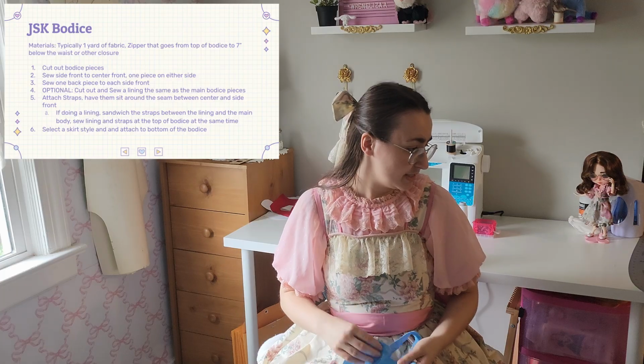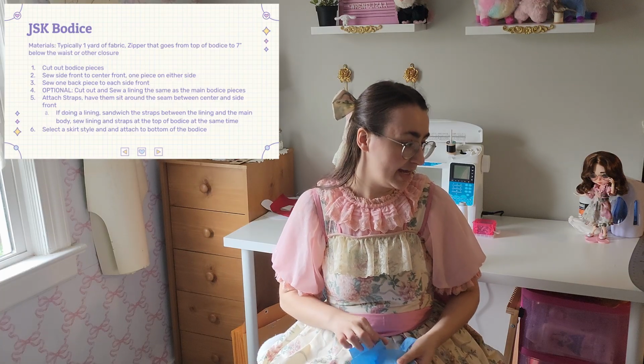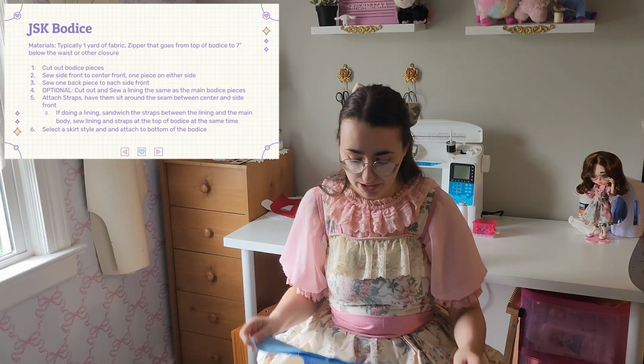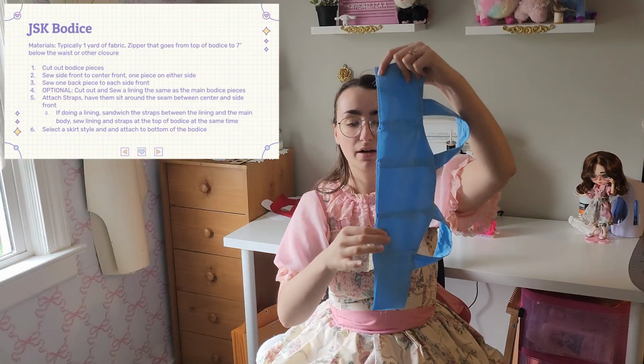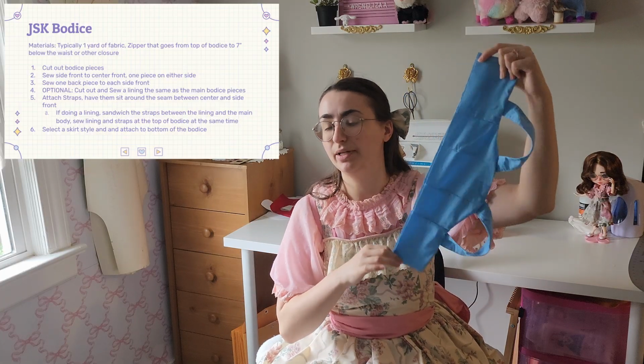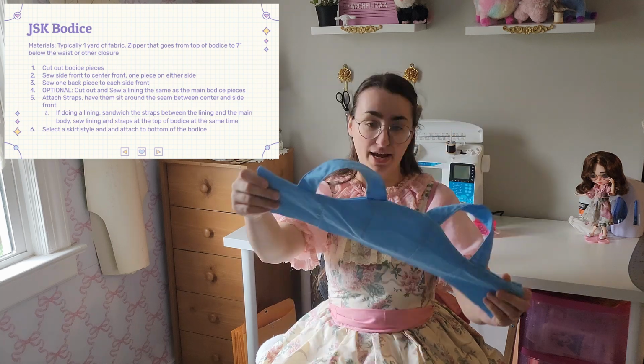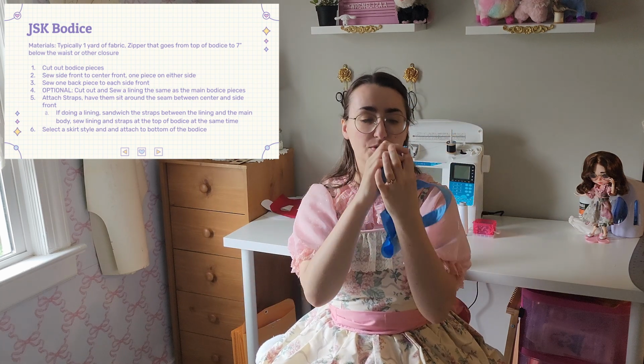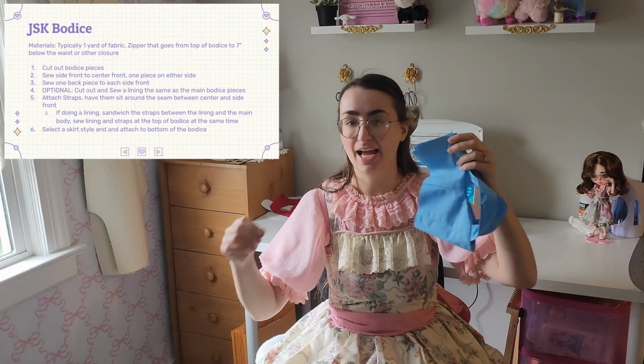You would then select a skirt style and attach the bottom to the bodice. Essentially, you want to treat the bottom of the bodice the same exact way you would treat the waistband. And then once that skirt is attached, you do it good sides together, add in a zipper.